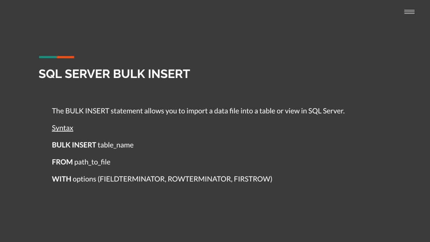So let's take, for example, a file where the first row has the column headings. We would want to skip that first row so that when we're importing, we're only importing the actual data, not the names of the columns into the table. So let's take a look at the bulk insert in practice to get a better understanding as to how it will work.